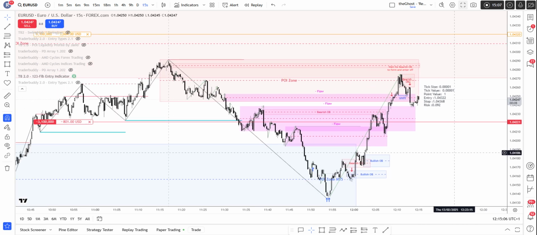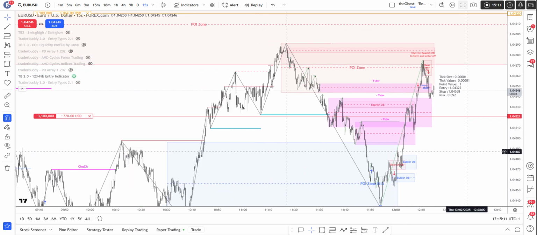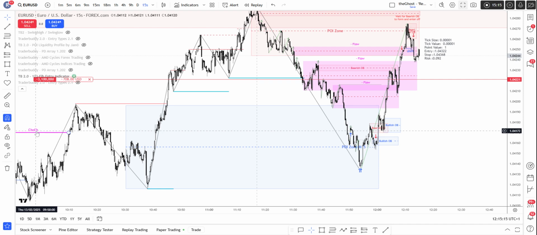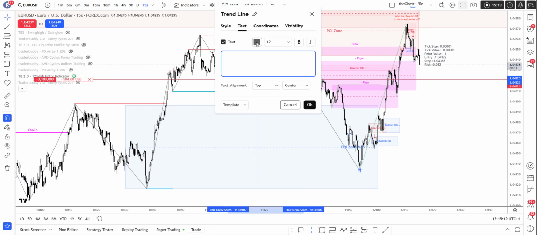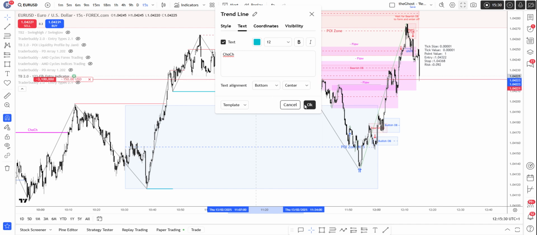So why are you bearish, you might wonder. Well, we were changing bias here with our CHoCH, and let's get the CHoCH in here too. This is a change of character, and the bottom, and it's aqua.